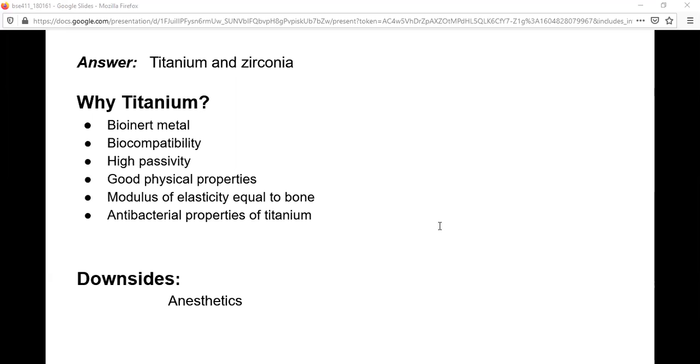Antibacterial properties of titanium. Titanium has a special property. It has an anti-adhesive surface and can be coated with antibiotic drugs and antibacterial peptides. Thus, both the drugs and peptides make it antimicrobial, reducing the chances of inflammation. So titanium appears to be a metal of choice, but it has one downside, and that is aesthetics, its appearance.